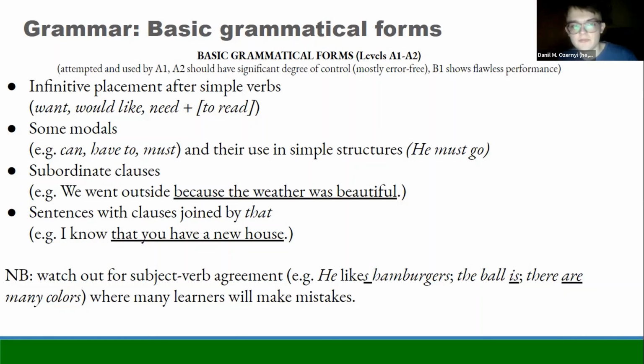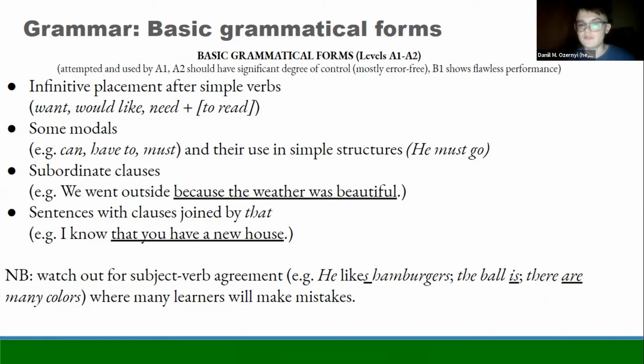Subordinate clauses hopefully can join with something like because, or since. We went outside because the weather was beautiful. There isn't anything too complicated about the sentence. They should be able to produce it, and that is already hinging on A2 levels. So that's already not A1, right? Sentences with clauses joined by that, and they are kind of subordinate. I know that you have a new house. I know that you must go, as opposed to I know that you must to go. Well, all of them together.